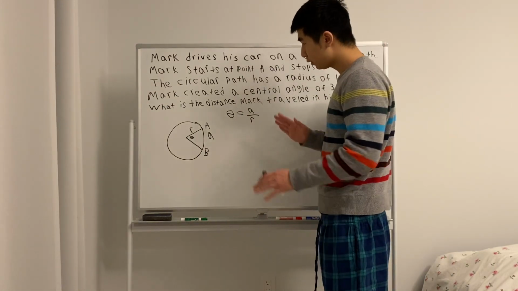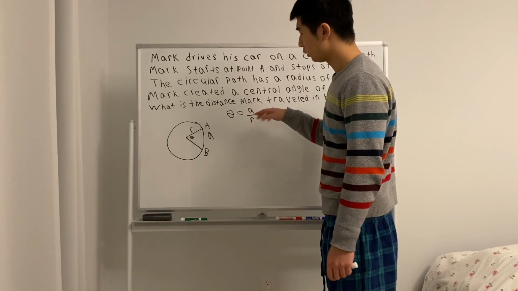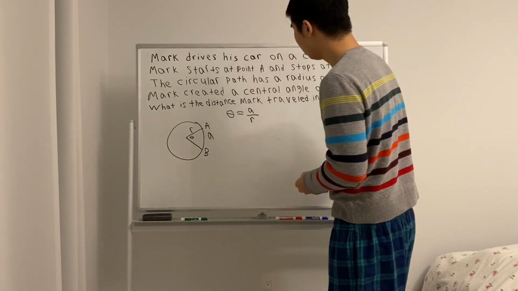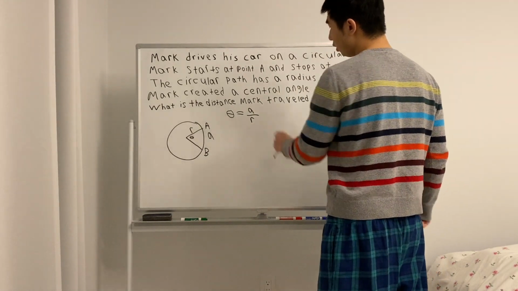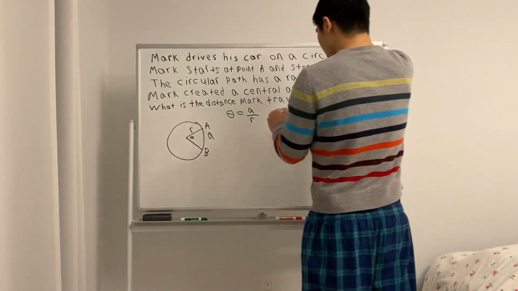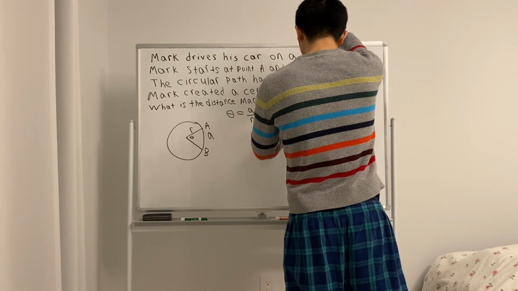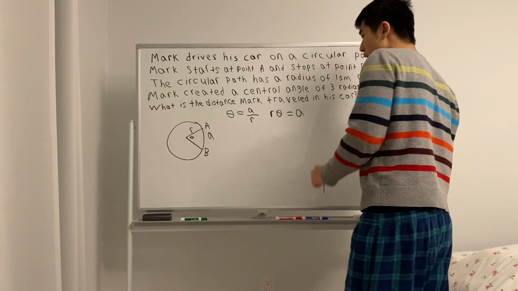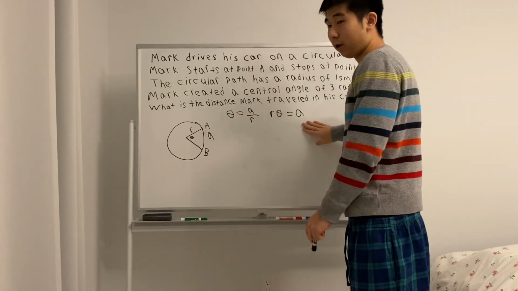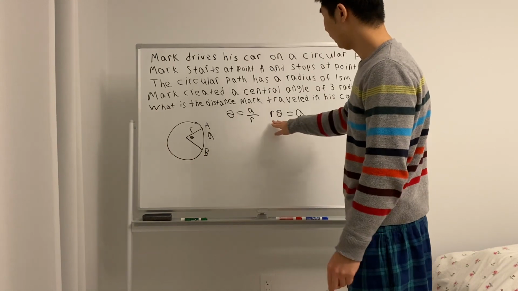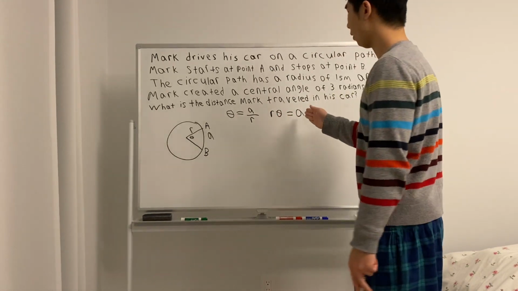First thing I'm going to do is rearrange this formula so that I can solve for the arc length. I'm going to multiply both sides by r to get rid of this r. When you do that, you get r theta is equal to arc length. Now we have isolated the arc length, and we can just plug our numbers into this side of the equation and solve.